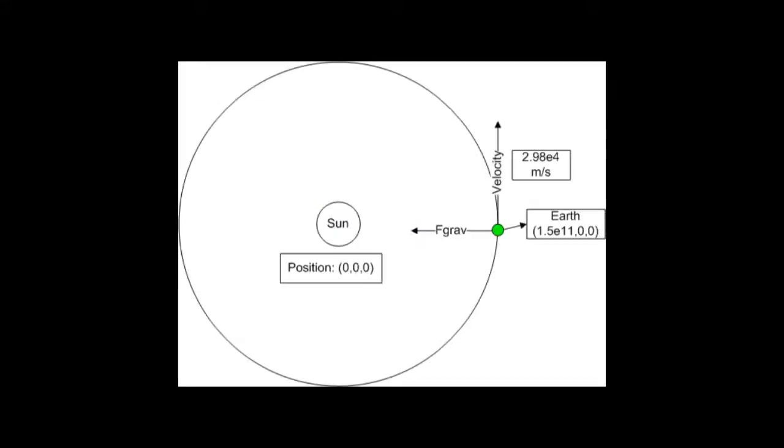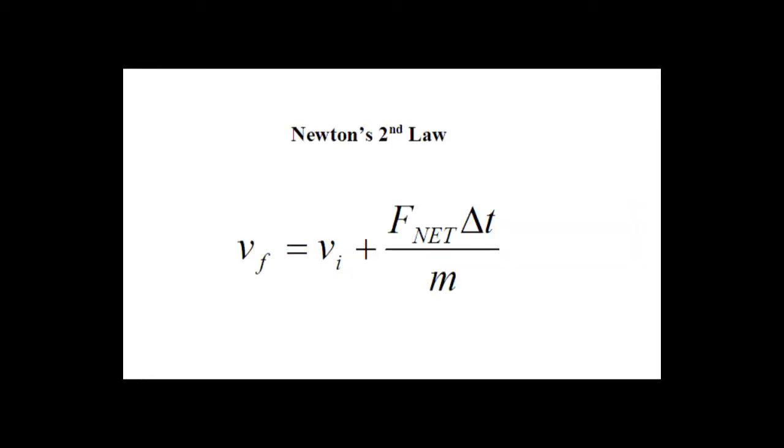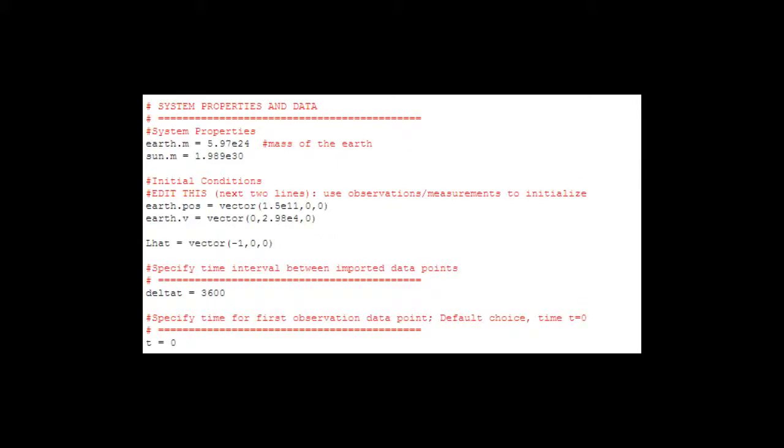The initial velocity of the Earth has magnitude 2.98 times 10 to the power 4 meters per second and is initially in the positive y direction. Using the force of gravity as the net force and Newton's second law, we will estimate the new velocity of the Earth at every time step. Newton's second law can be expressed as V final is equal to V initial plus F net delta t divided by the mass of the Earth. F net in this case is the gravitational force.